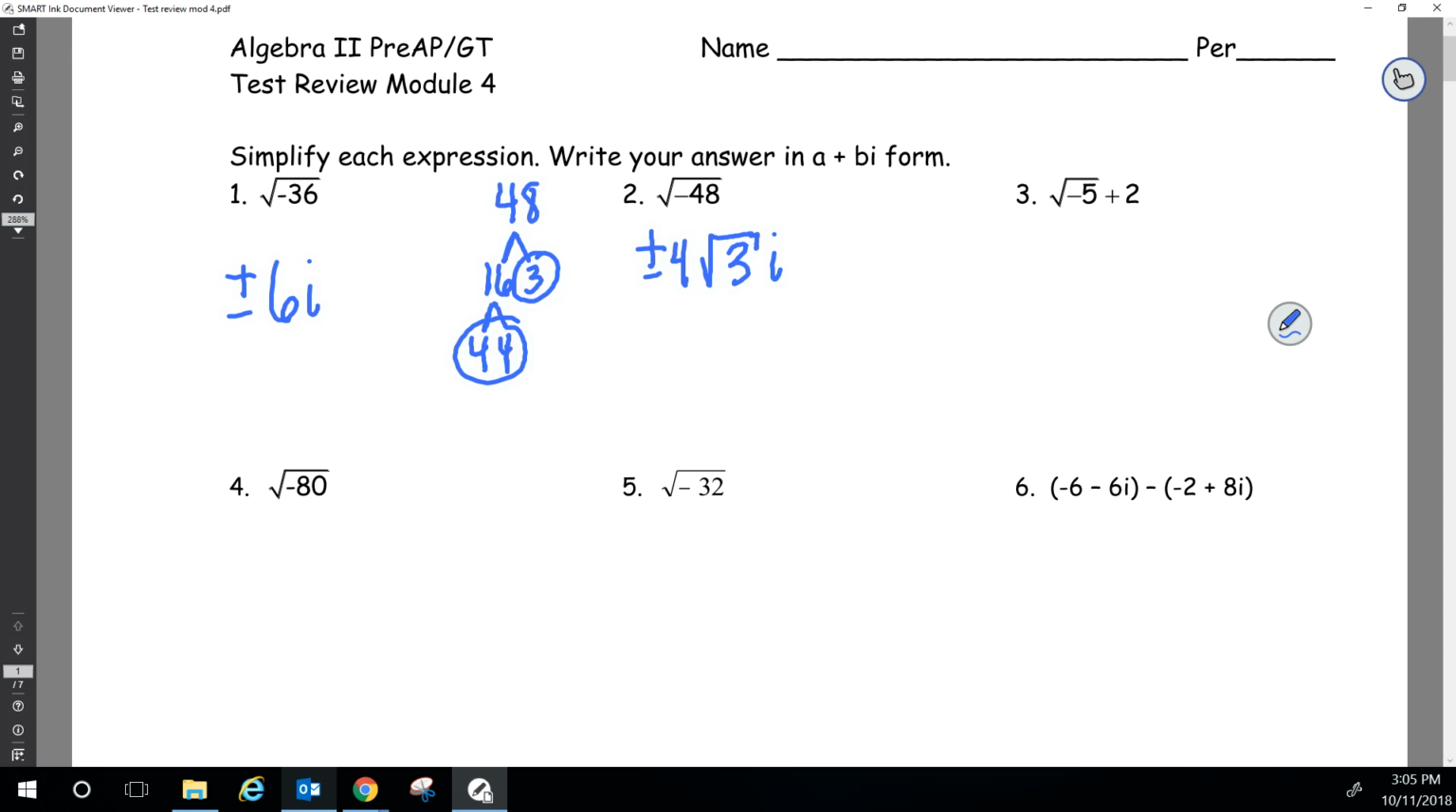For number 3, I want to put my real part first. So 2 is going to go first. And then plus or minus the square root of 5. And I'm going to bring out the negative as an i.